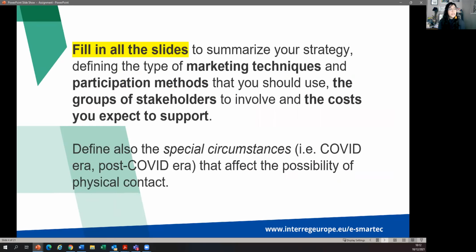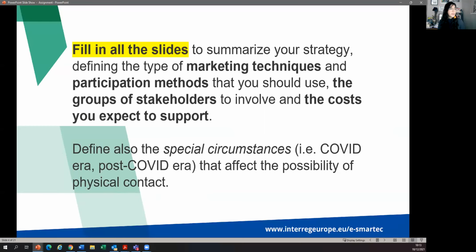What you will need to do is fill in the slides from this PowerPoint that we're going to see. You will need to select, for each SUMP phase, the marketing techniques and engagement methods that you think are most appropriate for that phase and for the SUMP being developed in Smartia. Of course, you will need to identify the groups of stakeholders that you're going to involve in your selected methods and techniques, and the costs associated with them, because this is the constraint of the exercise. You can only use the 19,000 euros from the budget.